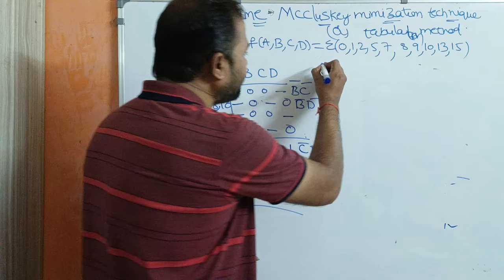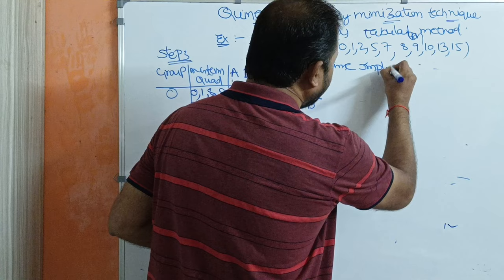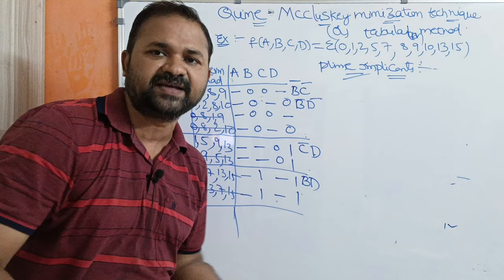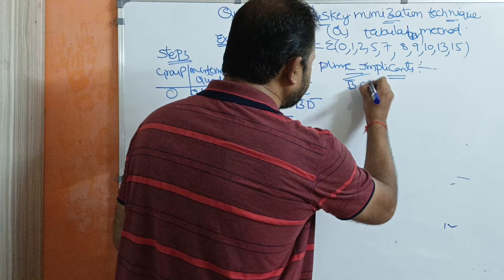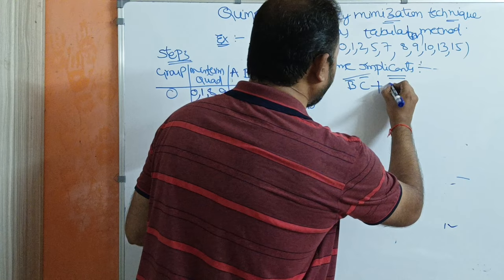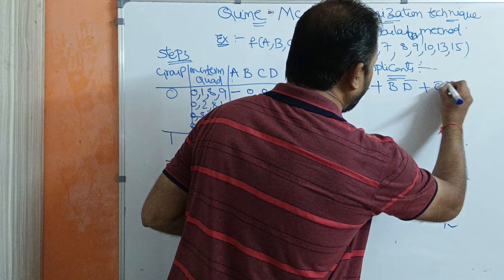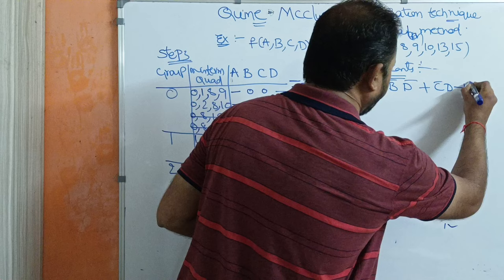So here our major aim is to find the prime implicants and essential prime implicants, as well as to check whether that solution is correct or not with the help of a four variable Karnaugh map. Here, what are the prime implicants? B bar C bar plus next one B bar D bar plus next one C bar D plus next one BD.